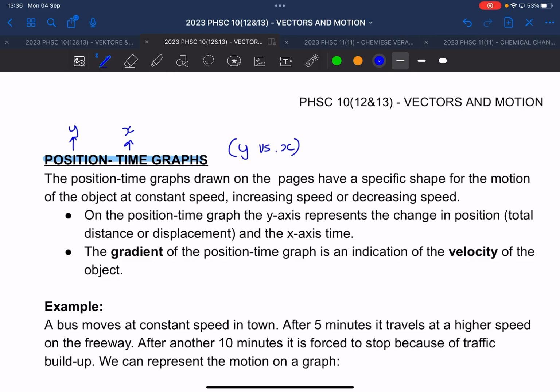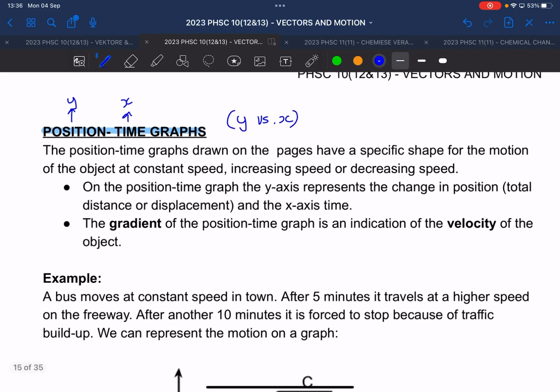Alright, Relo, please just show the class with your hands. Where is y and where is x? Yes, so y and x. So we read a position-time graph from left to right. What's wrong? Is that an easy question? Are you scared for your question? Alright, let's read and then I'll explain further.